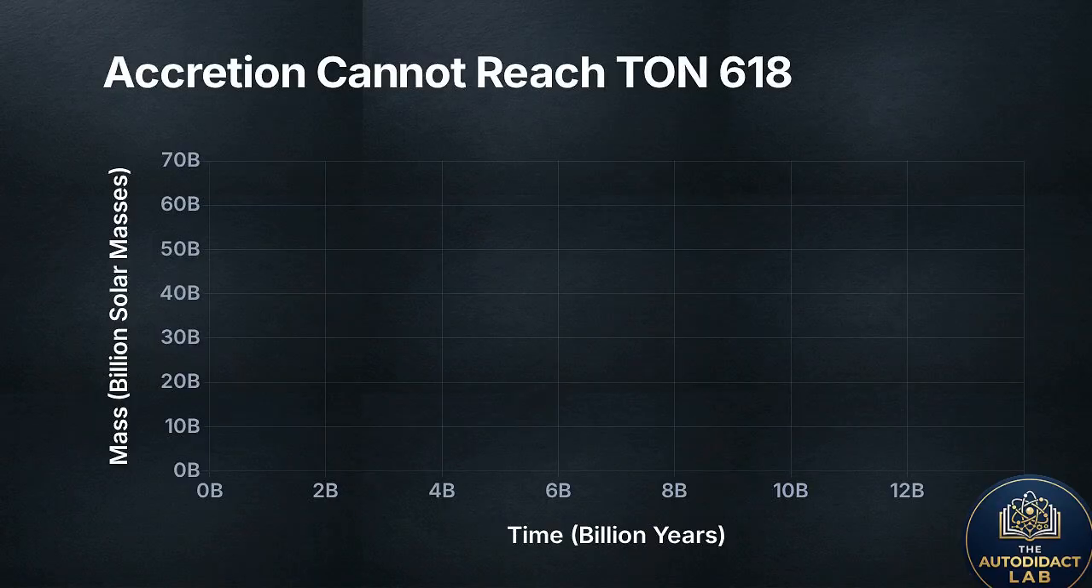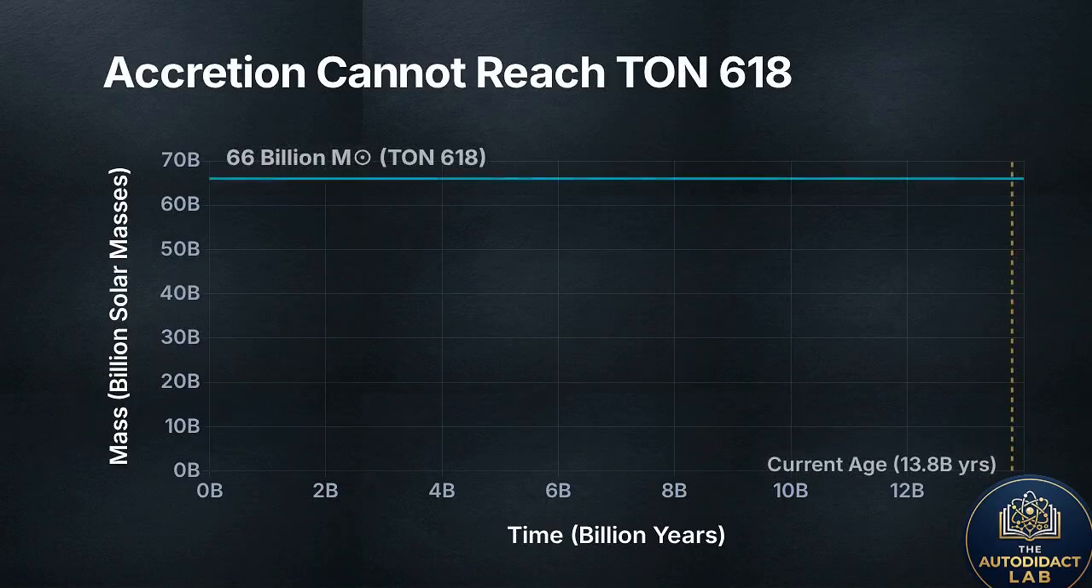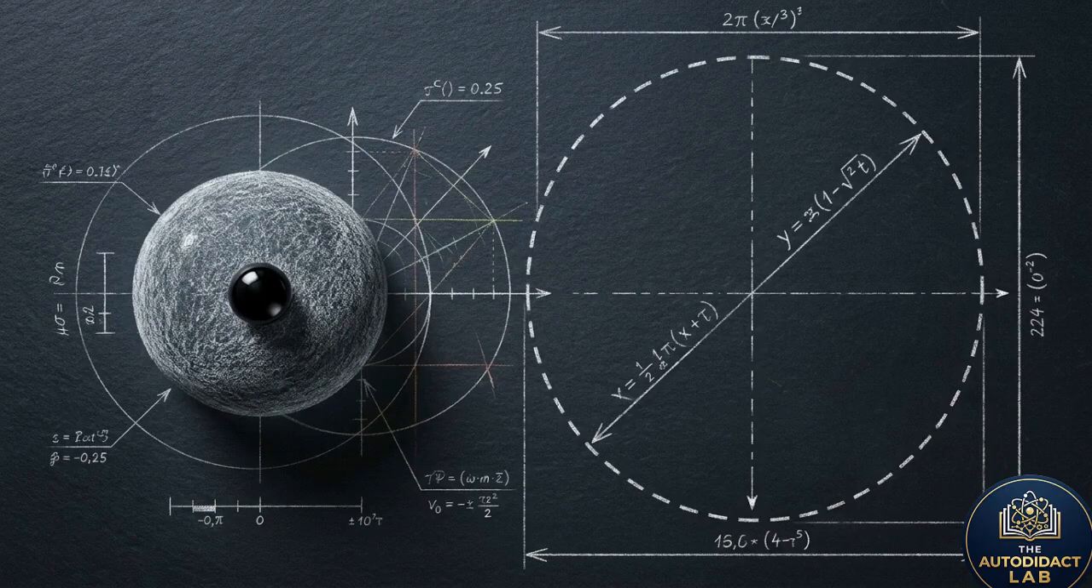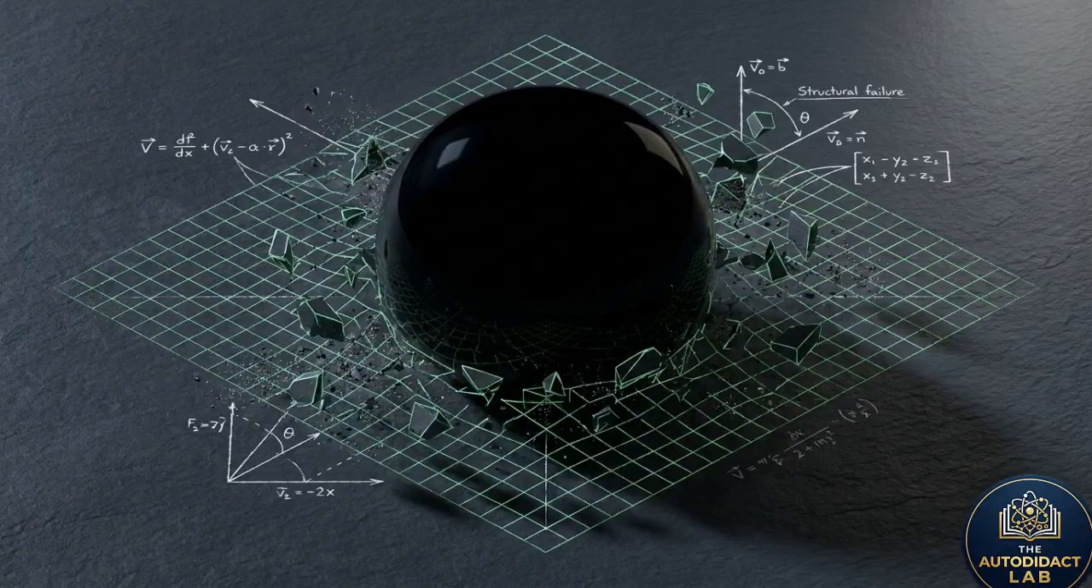This chart illustrates the accretion limit. A black hole has a maximum feeding speed. Even at this maximum rate, the universe's age provides insufficient time for a stellar seed to reach 66 billion solar masses. Standard stellar death physics cannot mathematically account for ultramassive architecture. TON 618 stands as evidence that the standard model of black hole formation breaks down at these extreme cosmic scales.